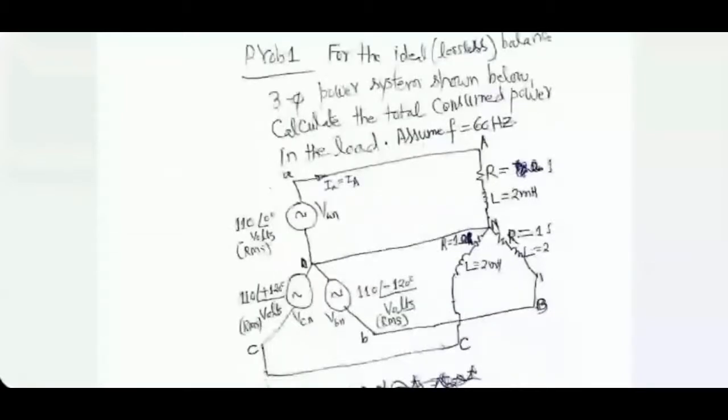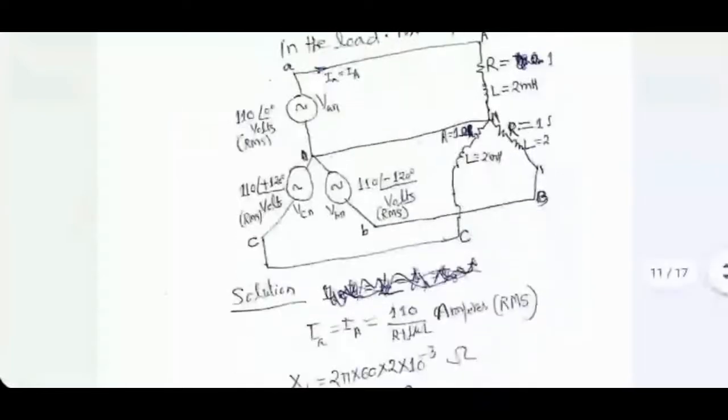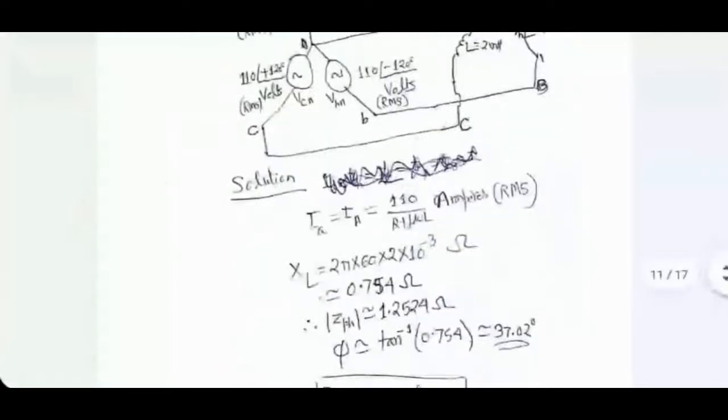On the load side, R is 1 ohm. L is 2 millihenry. It's a balanced load, so R and L values are the same for all the three branches, 1 ohm and 2 millihenry. So the first thing you do is calculate the reactance of the inductor using the 2 pi FL formula. That's number one. Hopefully there is no mistake in my calculations. You get 0.754 ohm approximately.